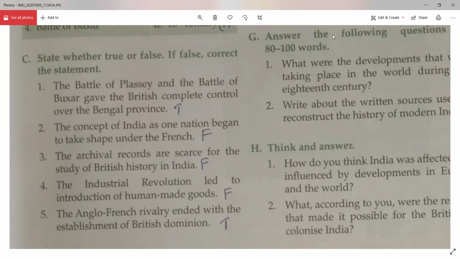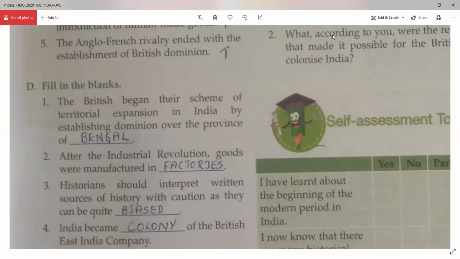The archive records are scarce for the study of British history in India. Absolutely not, it's false because there are lots of archive records. The Industrial Revolution led to the introduction of human-made goods. False, because it led to a revolution of machine-made goods. The Anglo-French rivalry ended with the establishment of British dominion. True, because the British were the winners.